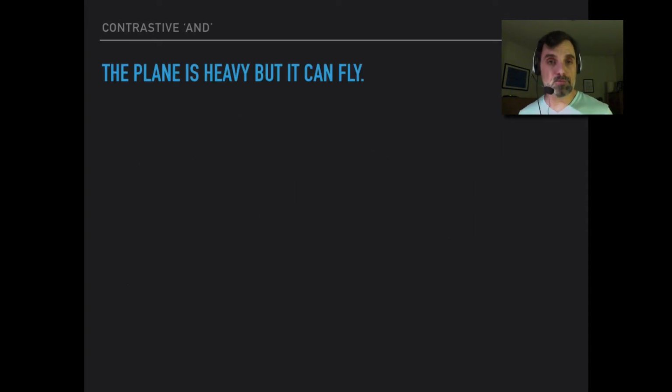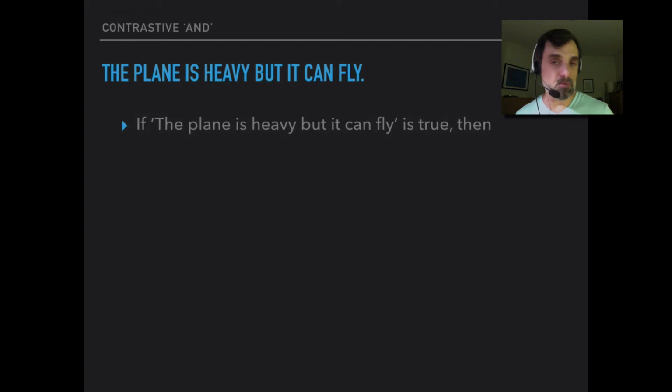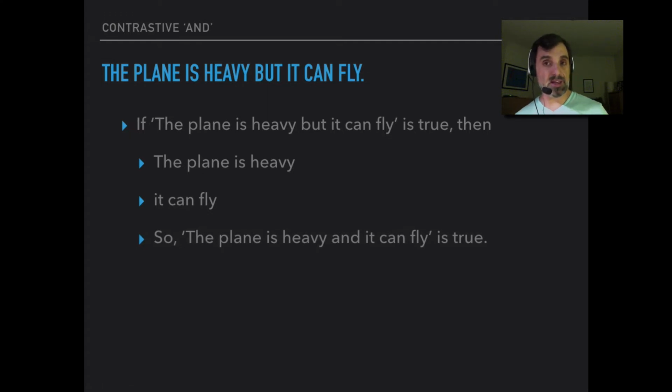So is that true? Well, let's look at this sentence. The plane is heavy but it can fly. Well, suppose that "the plane is heavy but it can fly" is true. Suppose it is true. What else is true? Well, then the plane is heavy. The plane can fly. So "the plane is heavy and it can fly" is true. So we can go from the "but" sentence to an "and" sentence. If the "but" sentence is true, then the "and" sentence is true, at least in this case.